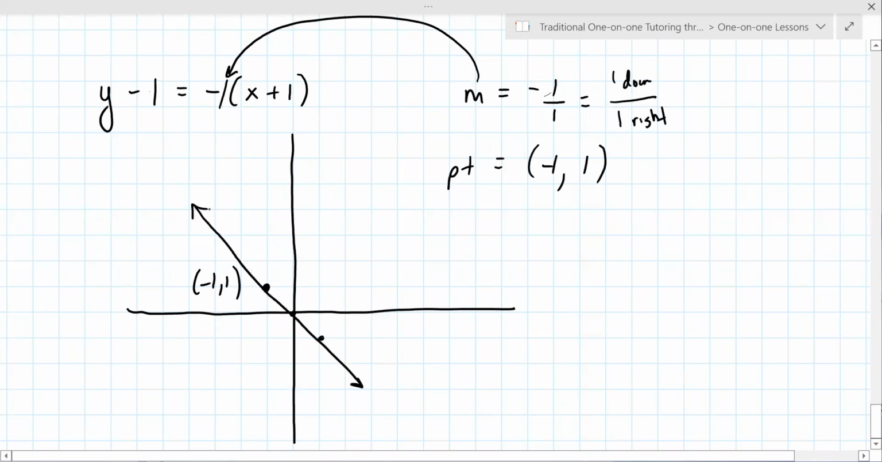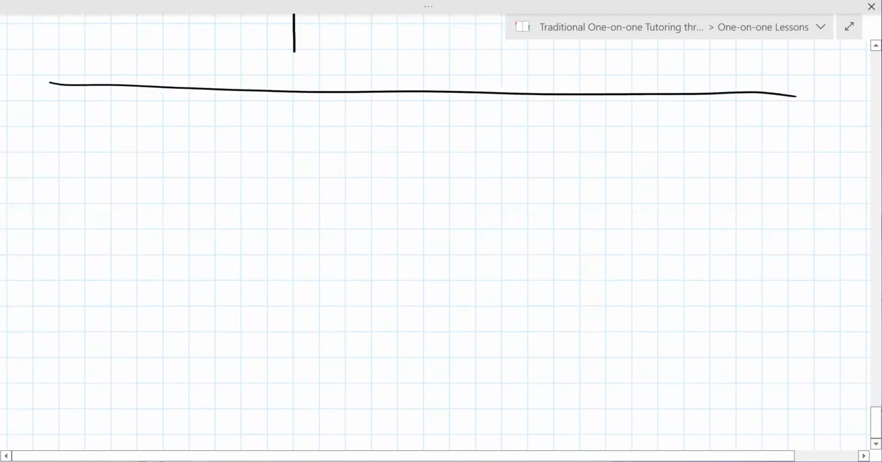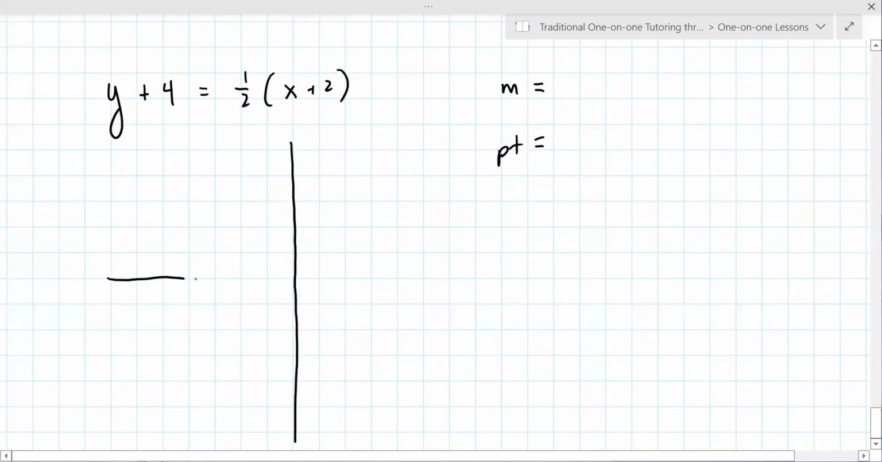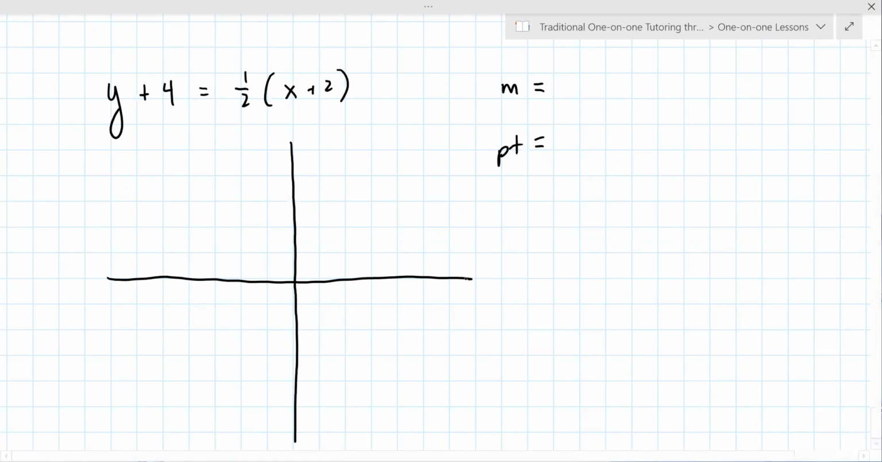Okay. All right. So let's do another example here. That wasn't a very good example. I apologize. Let's go y plus 4 equals 1/2 x plus 2. I need you to tell me the slope and the point from this. What is the slope and what is the point? Yes, that's for you to figure out, and then we'll graph it together.